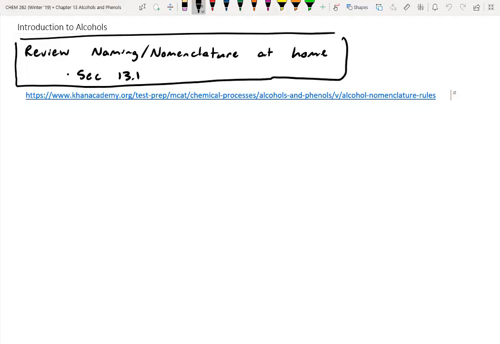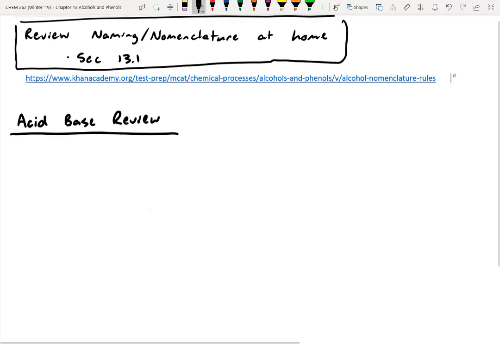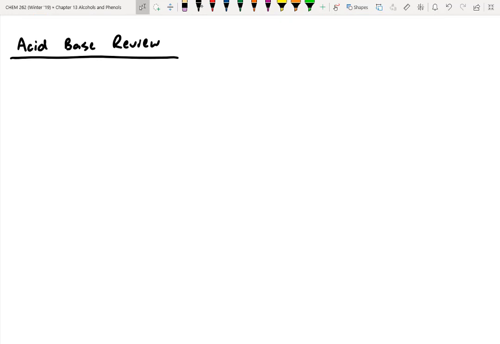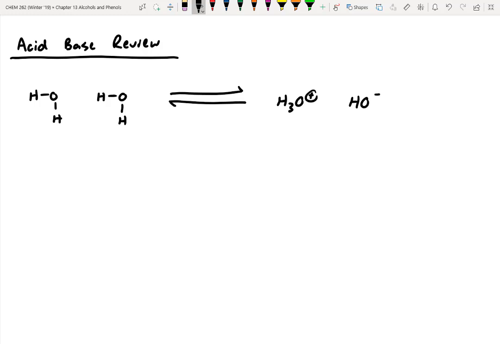All right, so really quick, let's review some acid-base chemistry. We've seen alcohols a bunch already, and in fact you even saw it in Gen Chem. The simplest alcohol is just water. And if you remember from Gen Chem, you saw an equilibrium constant where you can have two water molecules, and then there will be an equilibrium, and you can generate hydronium ion and the hydroxide anion.